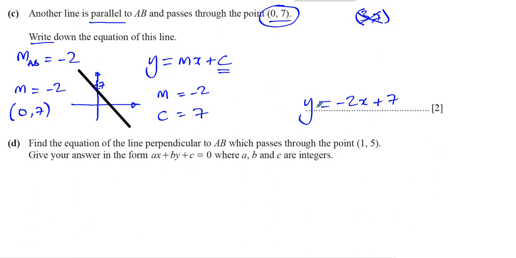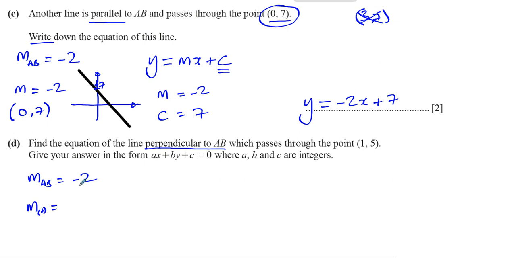Now part D says find the equation of the line which is perpendicular to AB. What we should know is that when two lines are perpendicular, their gradients are negative reciprocals of each other. The gradient of the line AB is equal to minus 2. So the gradient of the line that we need this time in part D is equal to the negative reciprocal. What does that mean? Well, let's think of this as a fraction. As a fraction, this would be minus 2 over 1.